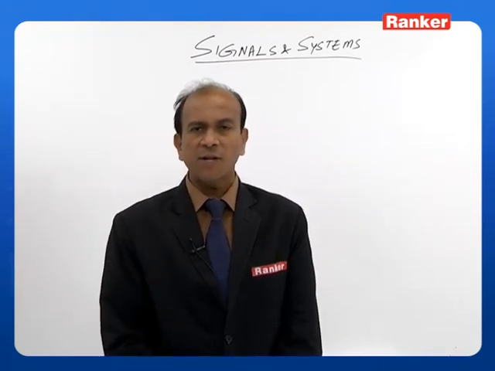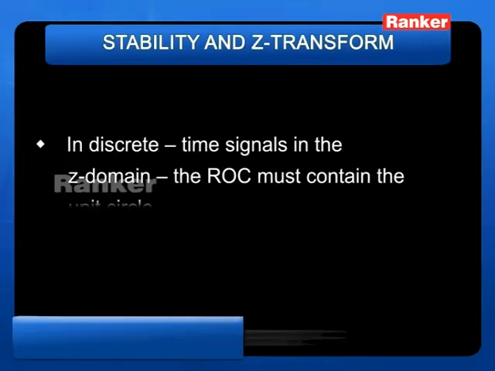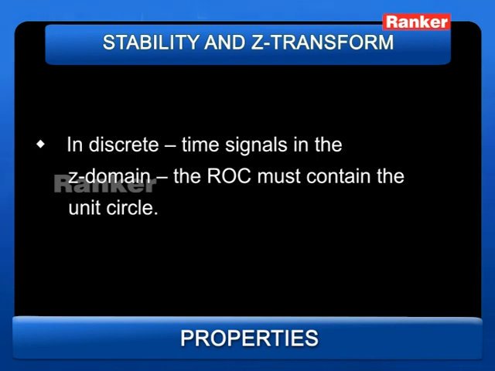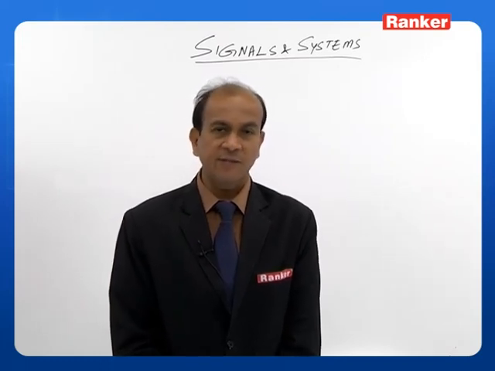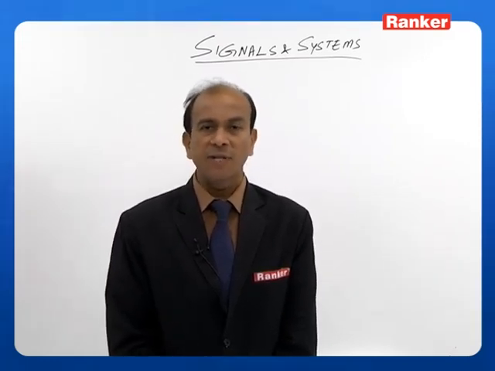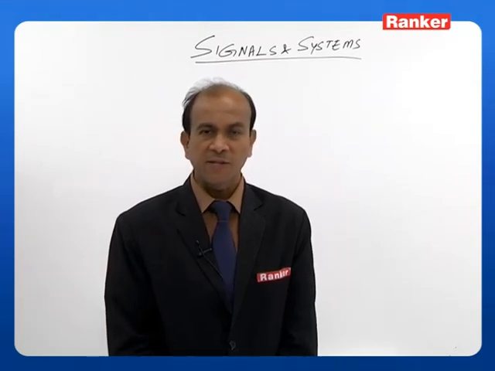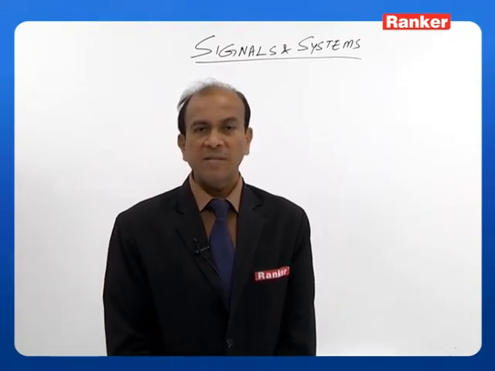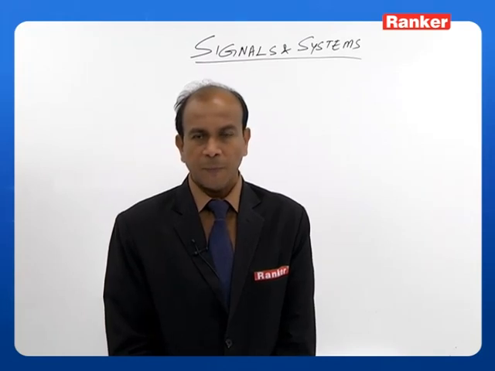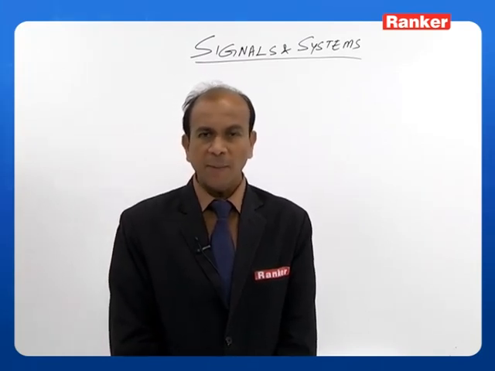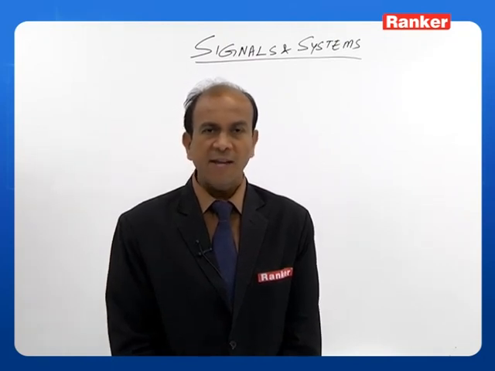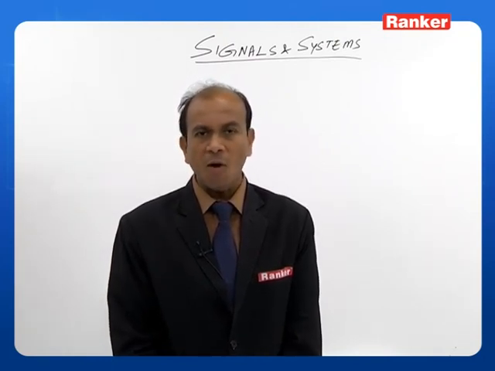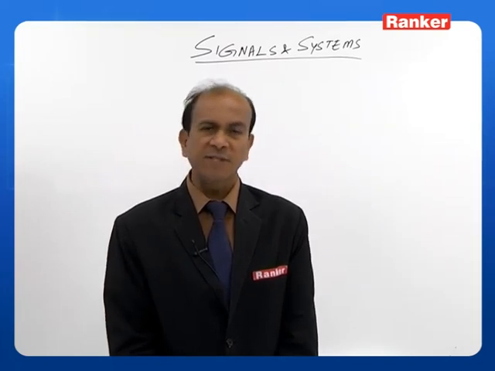Similarly, let's look at stability and Z transforms. In discrete time signals in the Z domain, the ROC must contain the unit circle. If the ROC contains the unit circle, then the system converges and the system is stable. If the ROC does not contain the unit circle, then the system is unstable. This is in the case of a Z transform. So, determining the stability or the lack of it for a system is very easy when I know its Laplace transform or its Z transform in the case of discrete time systems.